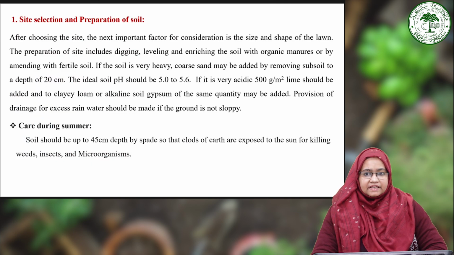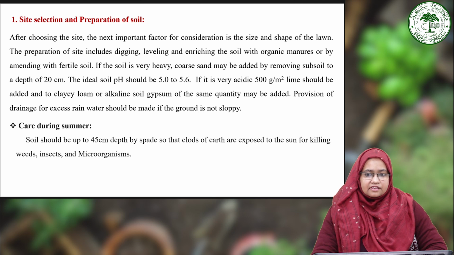The first step in lawn making is the selection of site. Once the site has been selected, the size and shape of the lawn become crucial considerations. Site preparation involves tasks such as digging, leveling and enriching the soil with organic manure or by incorporating fertile soils. In cases where the soil is excessively heavy, coarse sand can be added by excavating the subsoil to a depth of 20 cm. It is important to maintain an ideal soil pH level of 5 to 5.6.